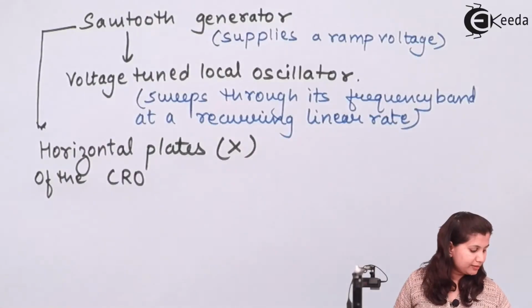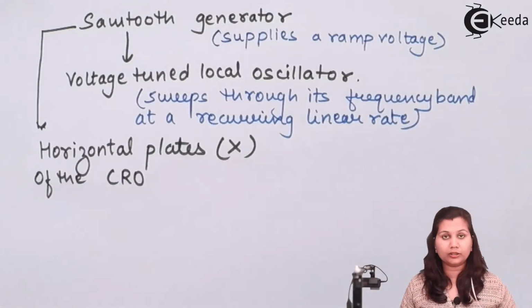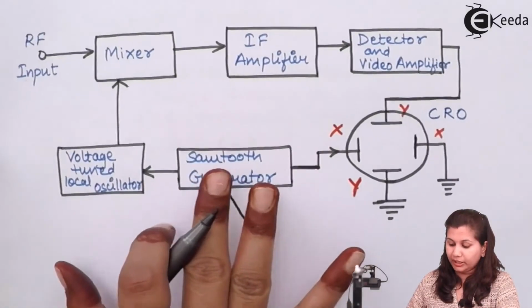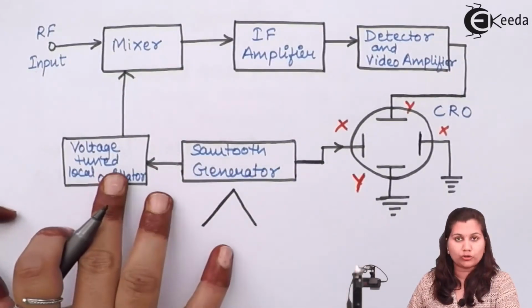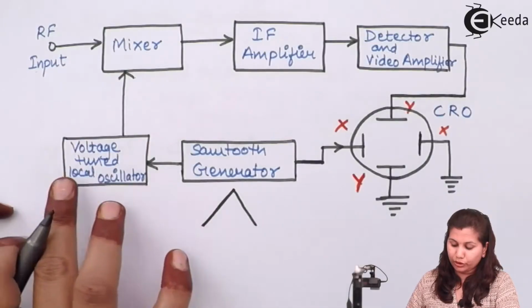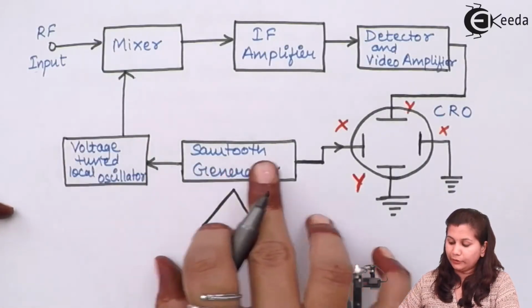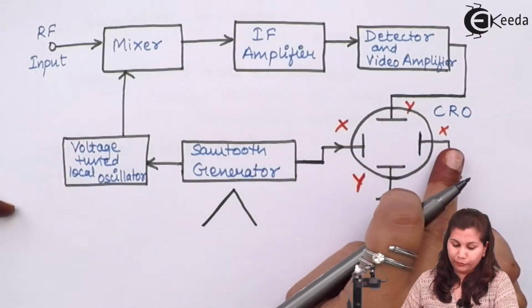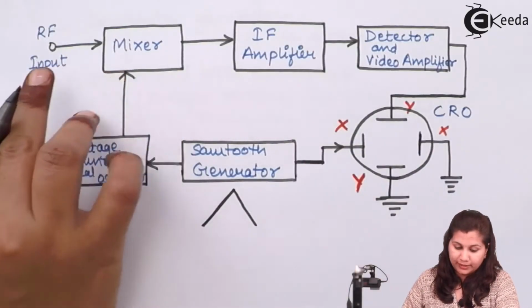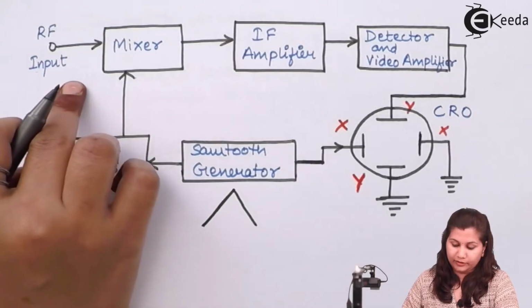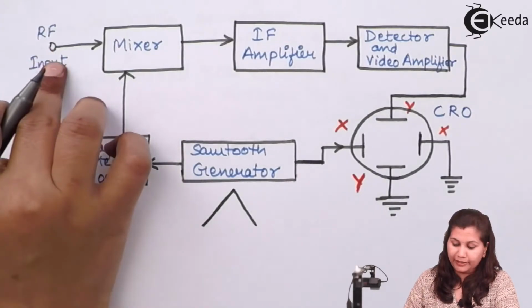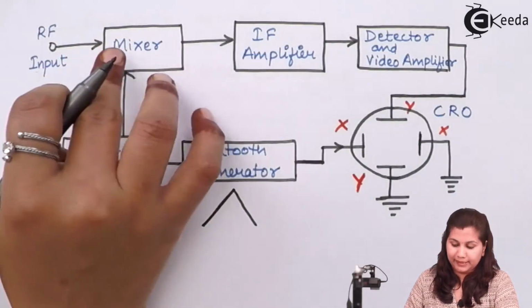So this completes the lower part of the block diagram. In this lower part, the sawtooth generator is providing the sawtooth wave, the ramp voltage, to the local oscillator and to the X plates, or the horizontal plates, of the CRO. Now coming here, this RF signal which we want to analyze, the RF input signal, is applied to the input of the mixer here.